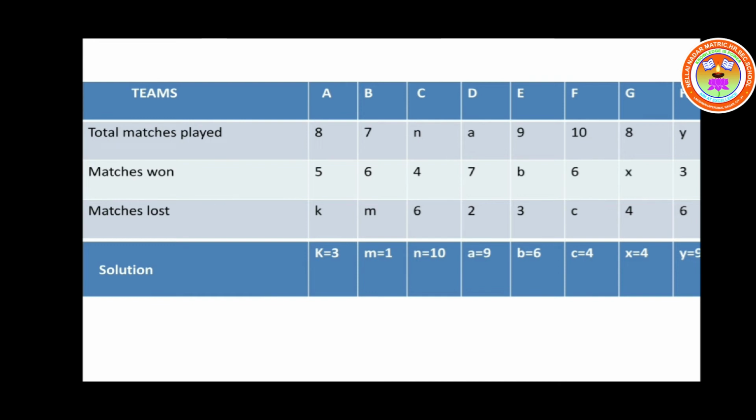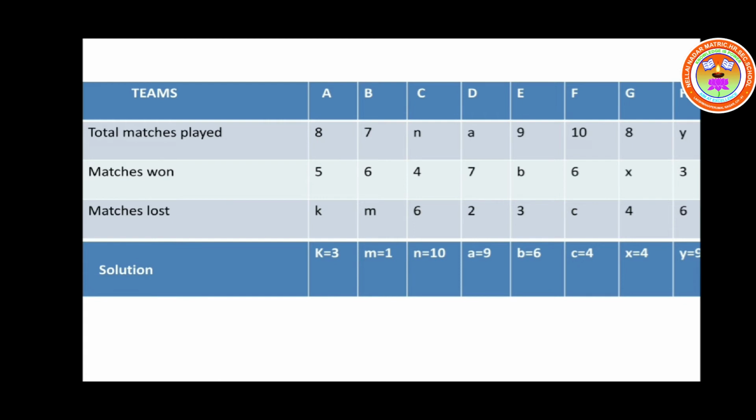Next, team F, total matches played 10, matches won 6 and matches lost C. So you will be getting 10 minus 6, your final answer is 4. Now the team G, total matches played 8, and matches lost 4. So 8 minus 4, X is equal to 4 is your answer. The same type, the last team H, we want to find the total matches they played. They won 3 matches and they lost 6 matches. So totally you have to add both. So 3 plus 6, your answer is 9. So the value of Y is now 9.